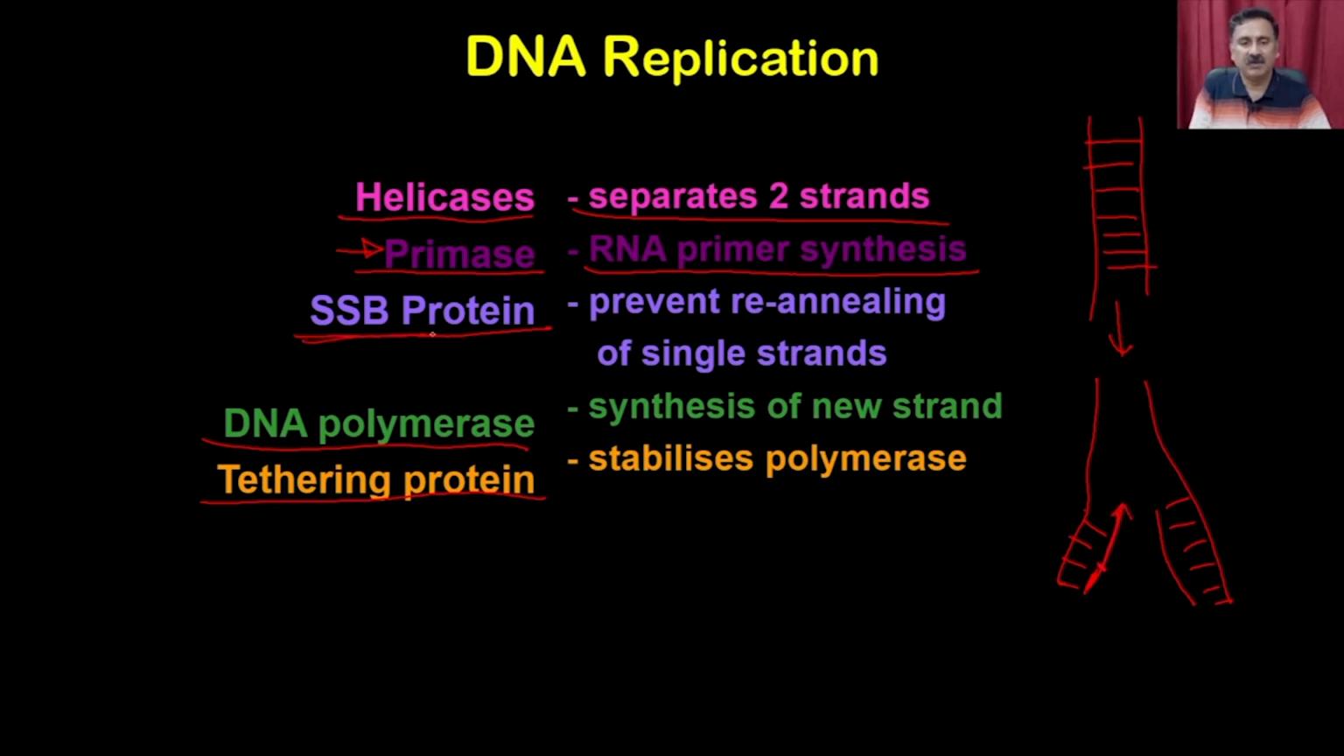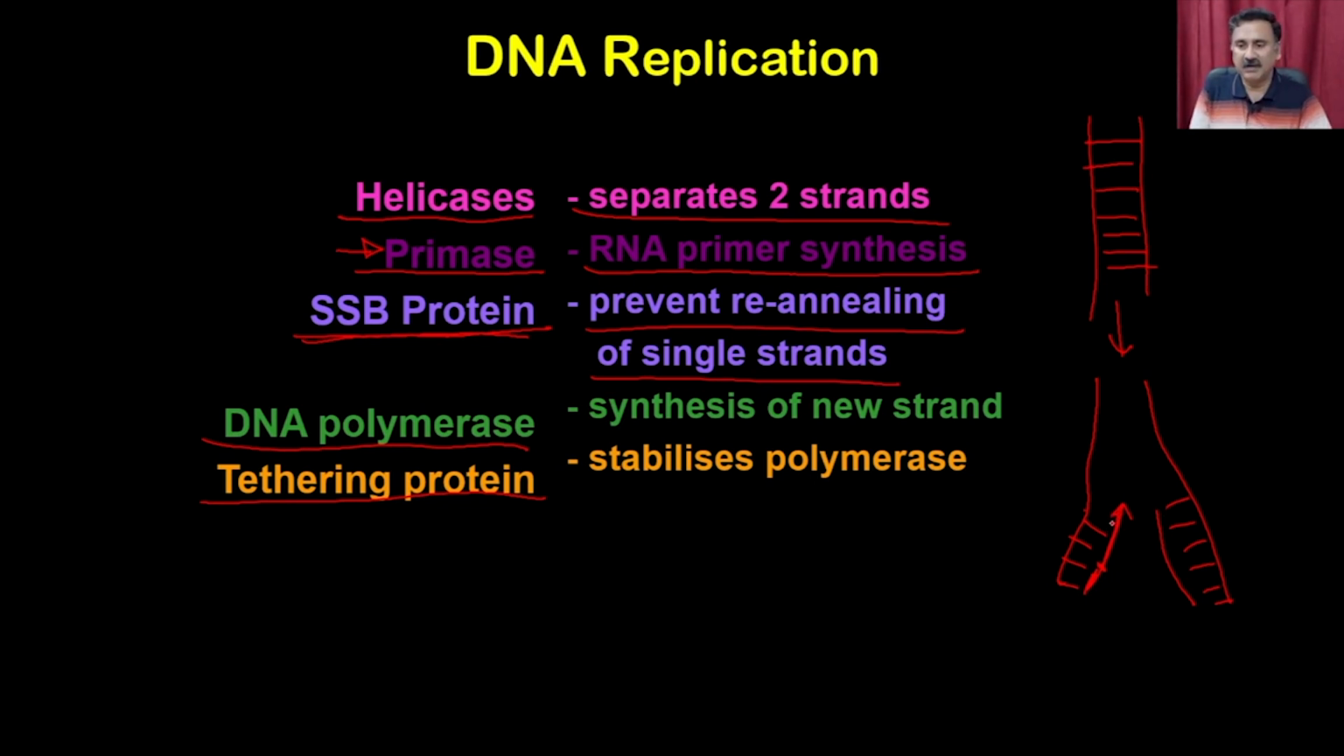Then you require the SSB proteins. SSB proteins are the proteins which will prevent the realignment of the single stranded DNA. Once the helicase generates the single stranded DNA, the single stranded DNA will automatically come and bind to each other.